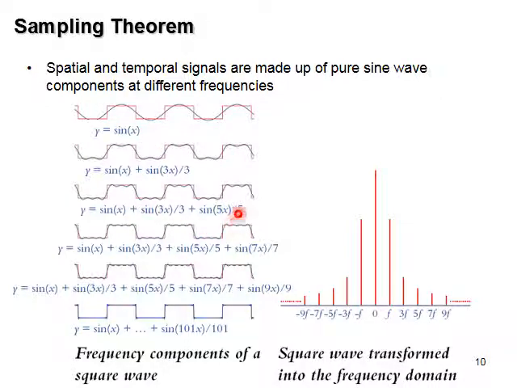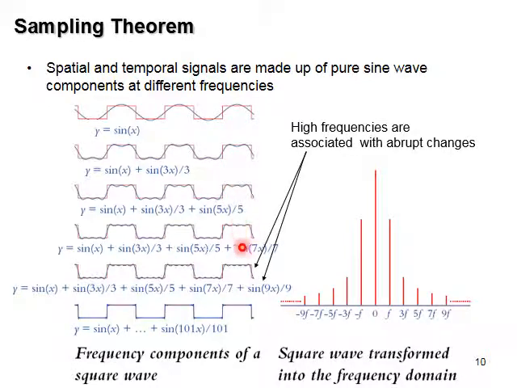What if we add another one, sine 5x over 5? Now this signal, the blue one, has three sine waves added up together. So now it's getting even closer to how the red one looks. What if we add sine 7x over 7, sine 9x over 9? What if we go up to sine 101x over 101? You see now the blue and red are almost identical.